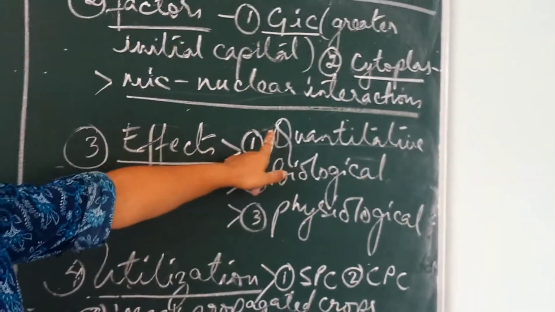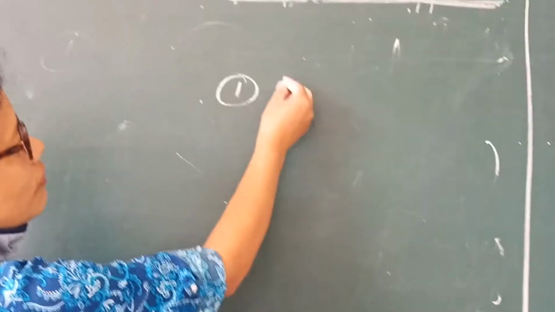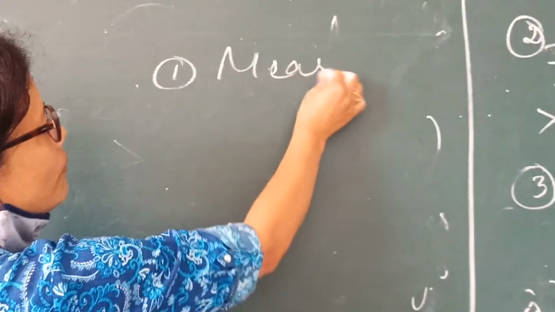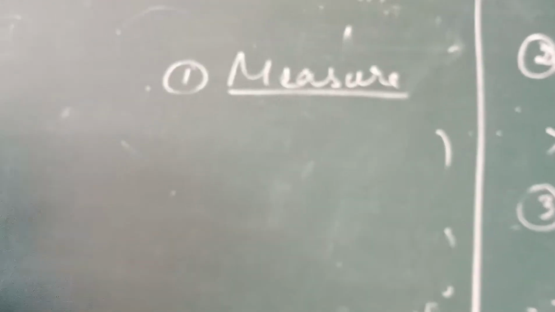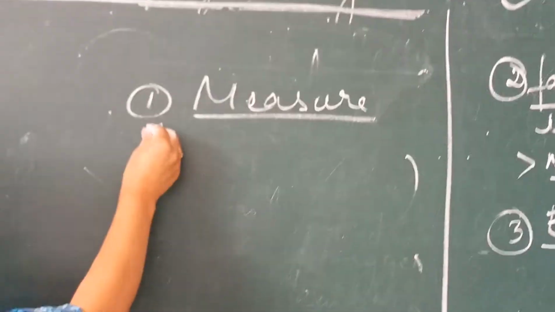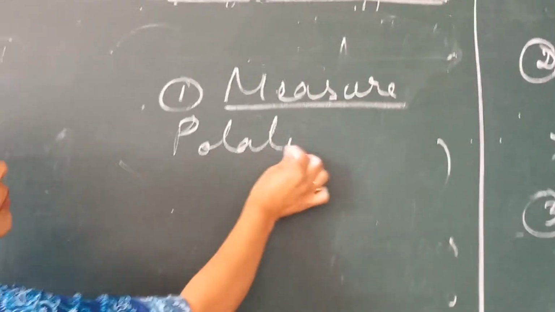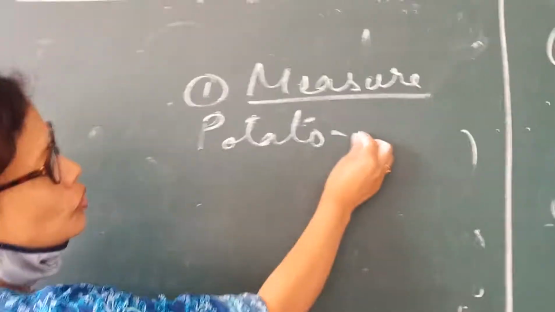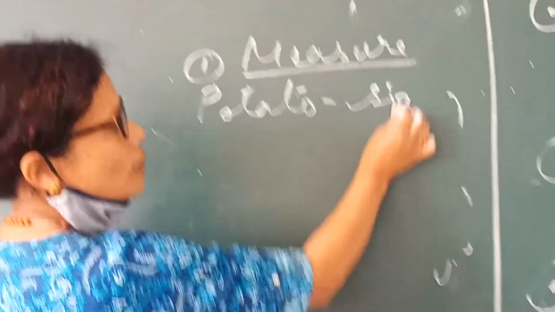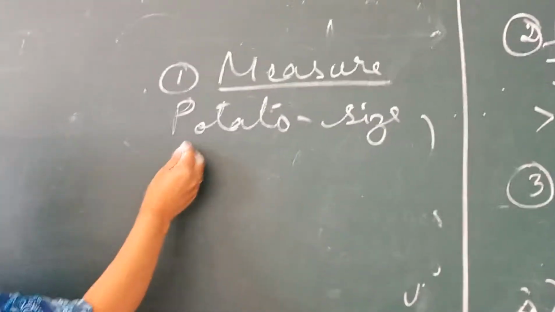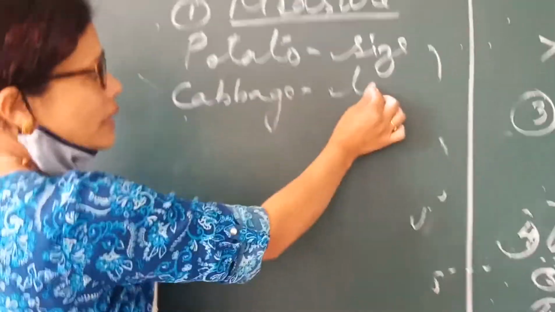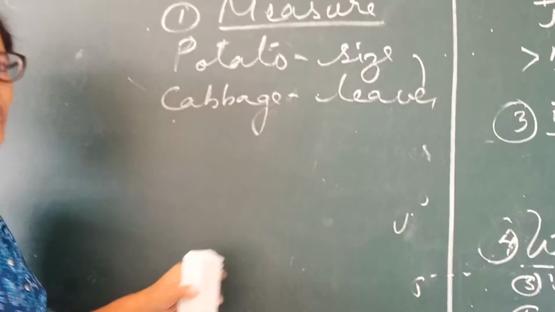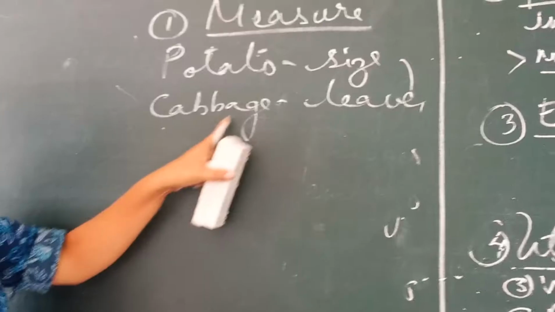Now the first effect of heterosis is quantitative. What does quantitative mean? Something which can be measured. So if I talk about heterosis in potato, then I'm talking about the size of the tuber. When I'm talking about heterosis in cabbage, then it is again the leaf. How big is the leaf of the cabbage?